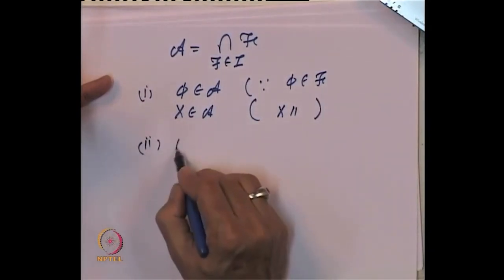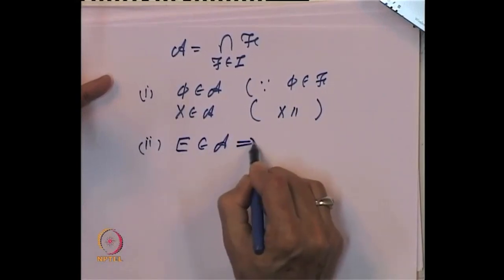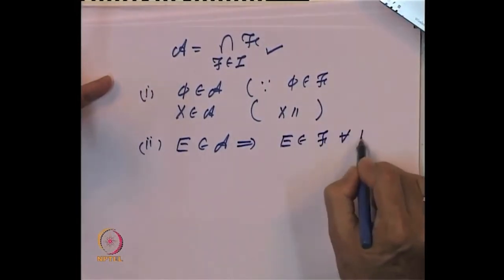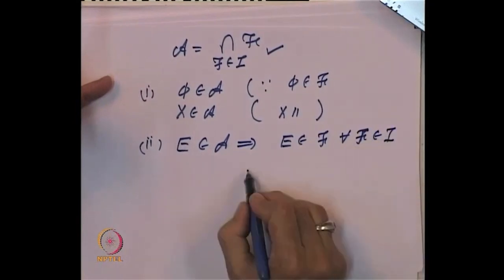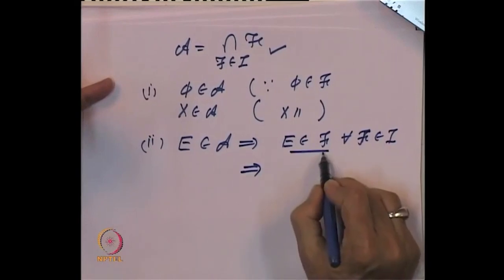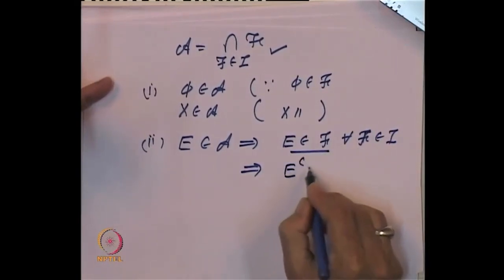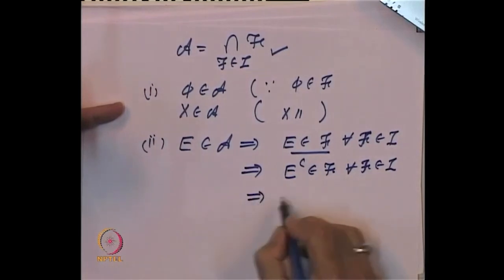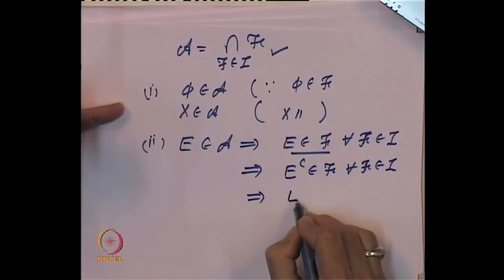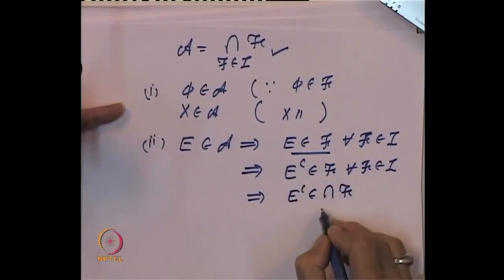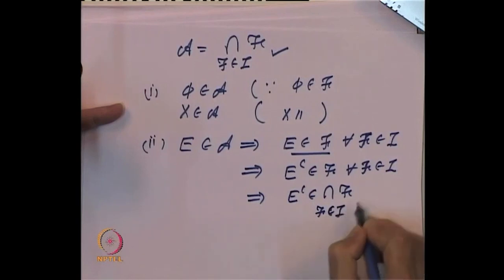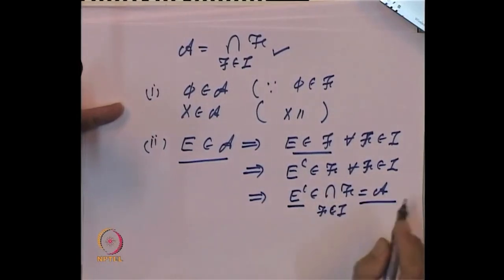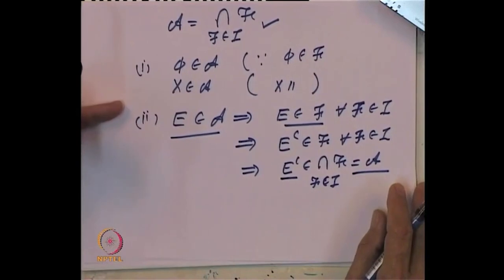And secondly, let us take a set E belonging to A, then that will imply by the very definition that E belongs to F for every F inside the collection I. But that implies, because E belongs to F and F is an algebra, that E complement also belongs to F for every F belonging to I. But then that implies that E complement belongs to the intersection of all these F, F in I. And that is precisely our A. So, we have shown if E belongs to A, then E complement also belongs to A. So, the class A is closed under complements.